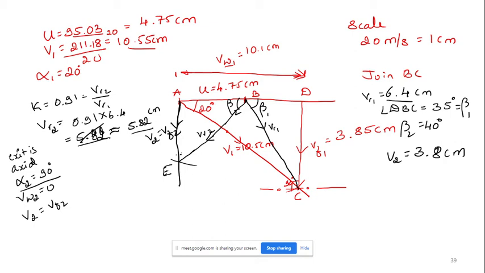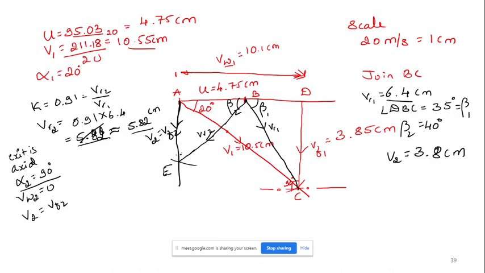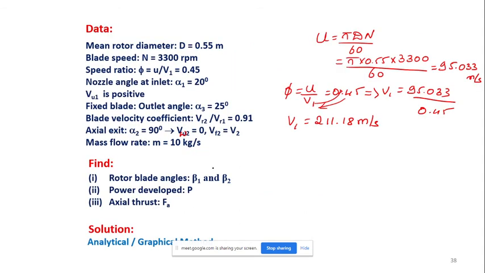Okay, so now the first question they have asked here is what are the rotor blade angles beta 1 and beta 2? So beta 1 is 35 and beta 2 is 40. The first answer is beta 1 is 35 and beta 2 is 40.